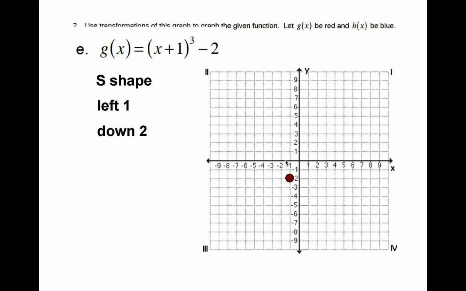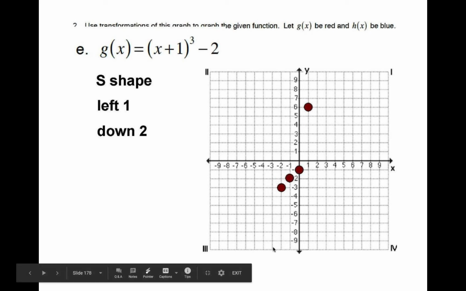We're going to cube the numbers from this point. So right 1 cubed is 1. Back to the original dot. Right 2. 2 cubed is 8. So 1, 2, 3, 4, 5, 6, 7, 8. Put a dot. Back to the original point. Now I'm going to go left 1. Negative 1 cubed is negative 1. Back to the original dot. Left 2 cubed is negative 8. So 1, 2, 3, 4, 5, 6, 7, 8 is down here. And there is my S-shaped graph. Make it red or label it g of x.